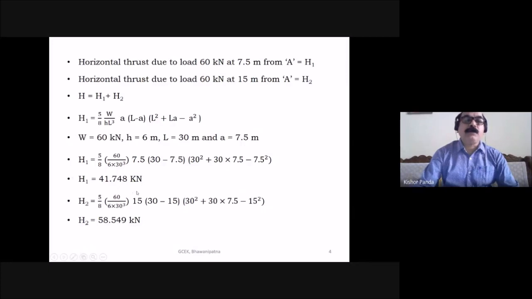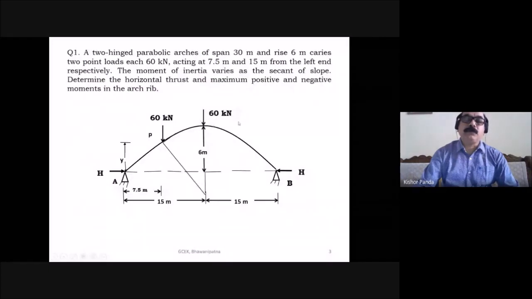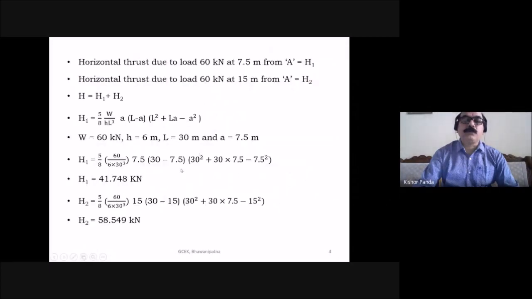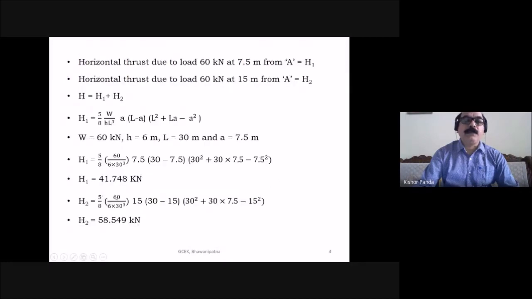Then find the horizontal thrust due to this load, H2. In this case, you take a equals 15 meter when you are considering this load, and L equals 30 meter. So here you put these values: 5/8, W is 60, h is 6, L is 30, and a is 15. Then L, 30 minus 15, L squared, 30 squared, plus L times a, 30 into 15.